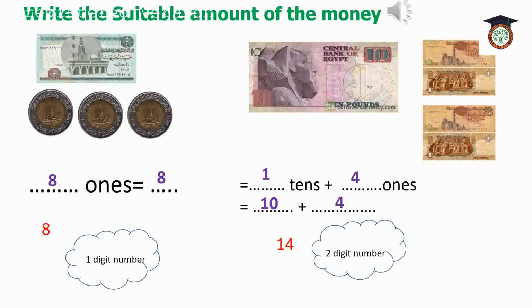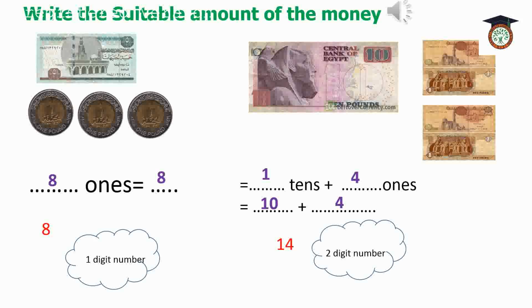Here we have 5 and 3 ones. Let's count them. After 5, 6, 7, and 8. So we have here 8 ones. 8 ones equals 8. And here we have, on the other side, tens and ones.